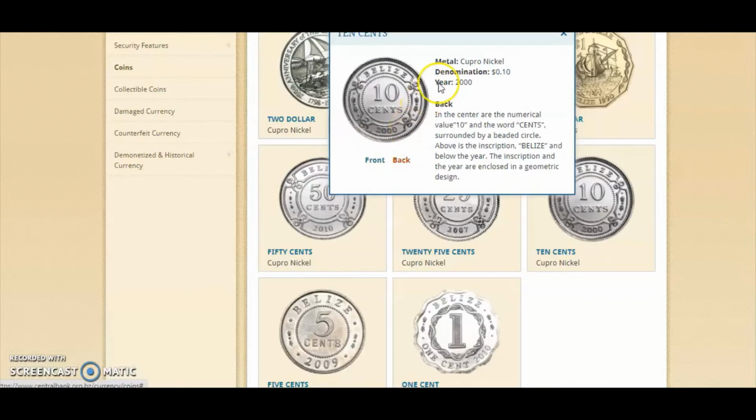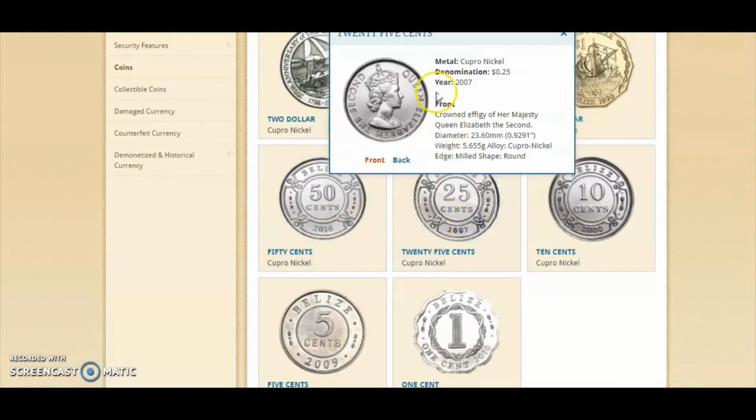Let's look at the back. The back shows the 10 cents. It has the beaded circle around it, and we have Belize. And the year this 10 cent was made was 2000. Let's take a look at the 25 cents.